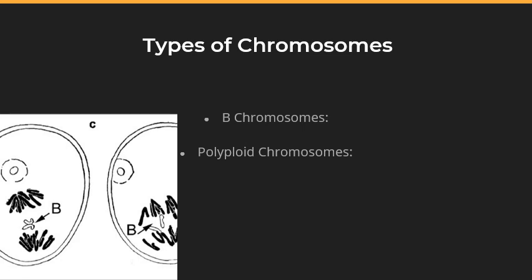Polyploid organisms have multiple sets of chromosomes beyond the typical diploid number. For example, triploid organisms have 3 sets of chromosomes, tetraploid organisms have 4 sets, and so on. These types of chromosomes play various roles in organisms' genetic makeup and contribute to the diversity and complexity of genetics in different species.